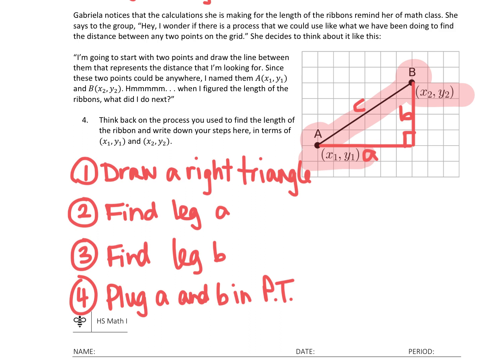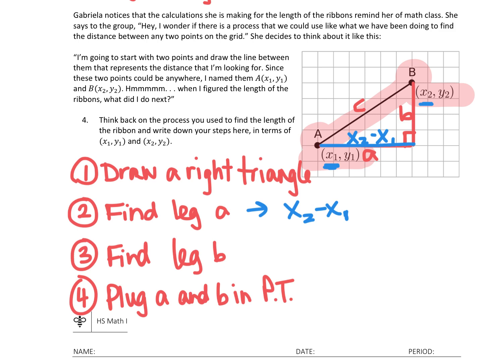So there is, using the ordered pairs. If I want to find leg A, this horizontal one right here, really what I'm doing is subtracting my x values because it's the horizontal leg. So I would go x2 minus x1. That is my horizontal leg. That's A. x2 minus x1.